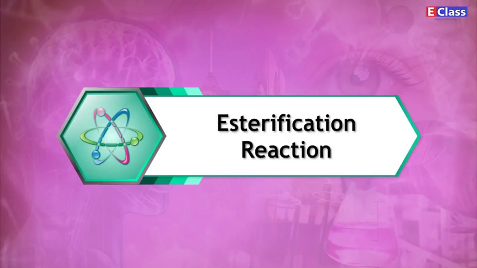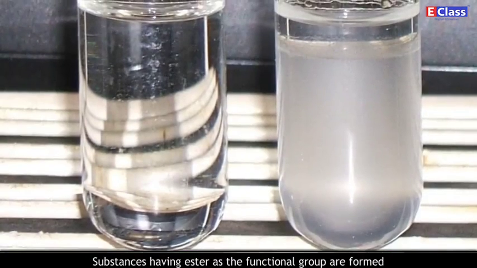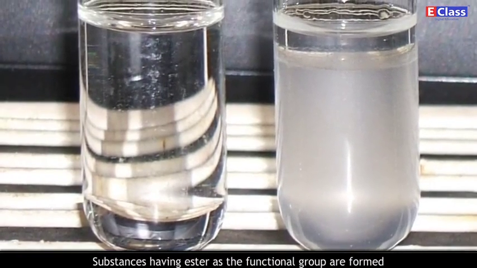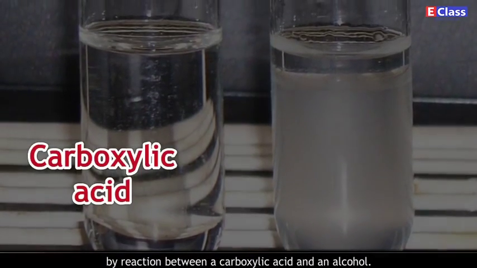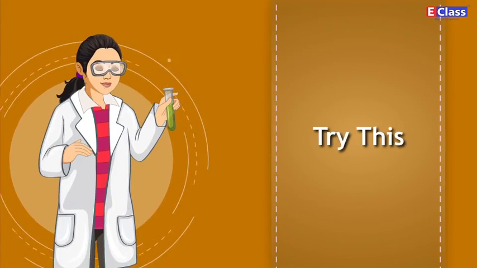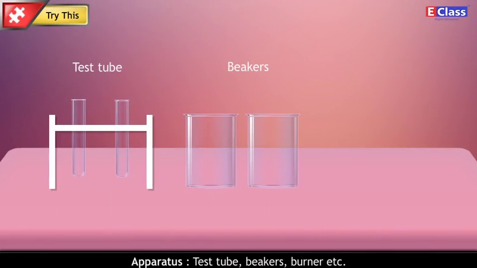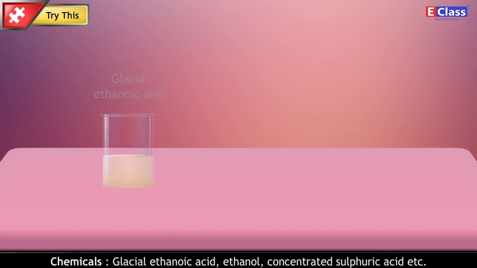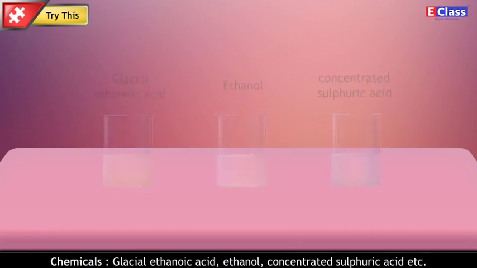Esterification reaction. Substances having ester as the functional group are formed by reaction between a carboxylic acid and an alcohol. Try this. Apparatus: test tube, beakers, burner, etc. Chemicals: glacial ethanoic acid, ethanol, concentrated sulfuric acid, etc.